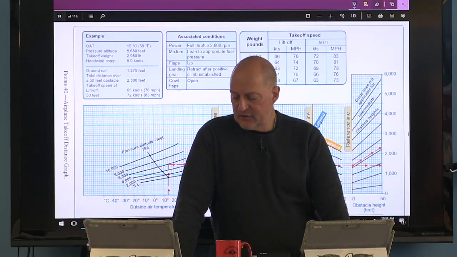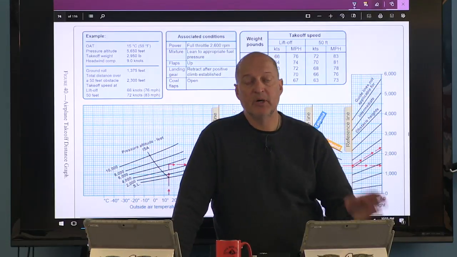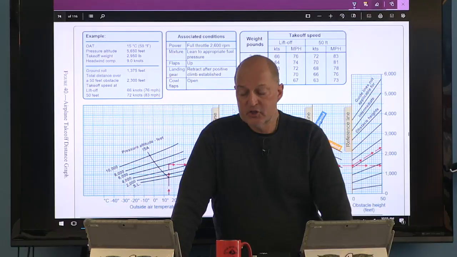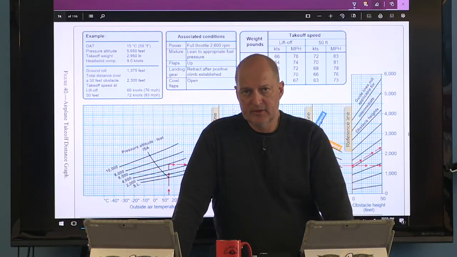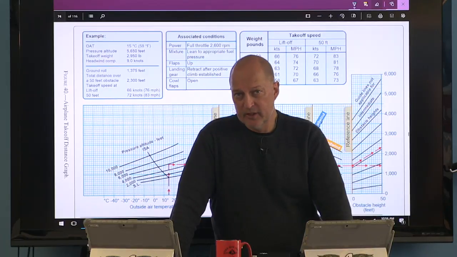The first problem that we're working on is figure 40, and you can probably pause this or rewind or do whatever. Refer to figure 40, determine the total distance required for takeoff to clear a 50-foot obstacle. Here are the variables, and you'll see these in the upper left-hand corner of figure 40.